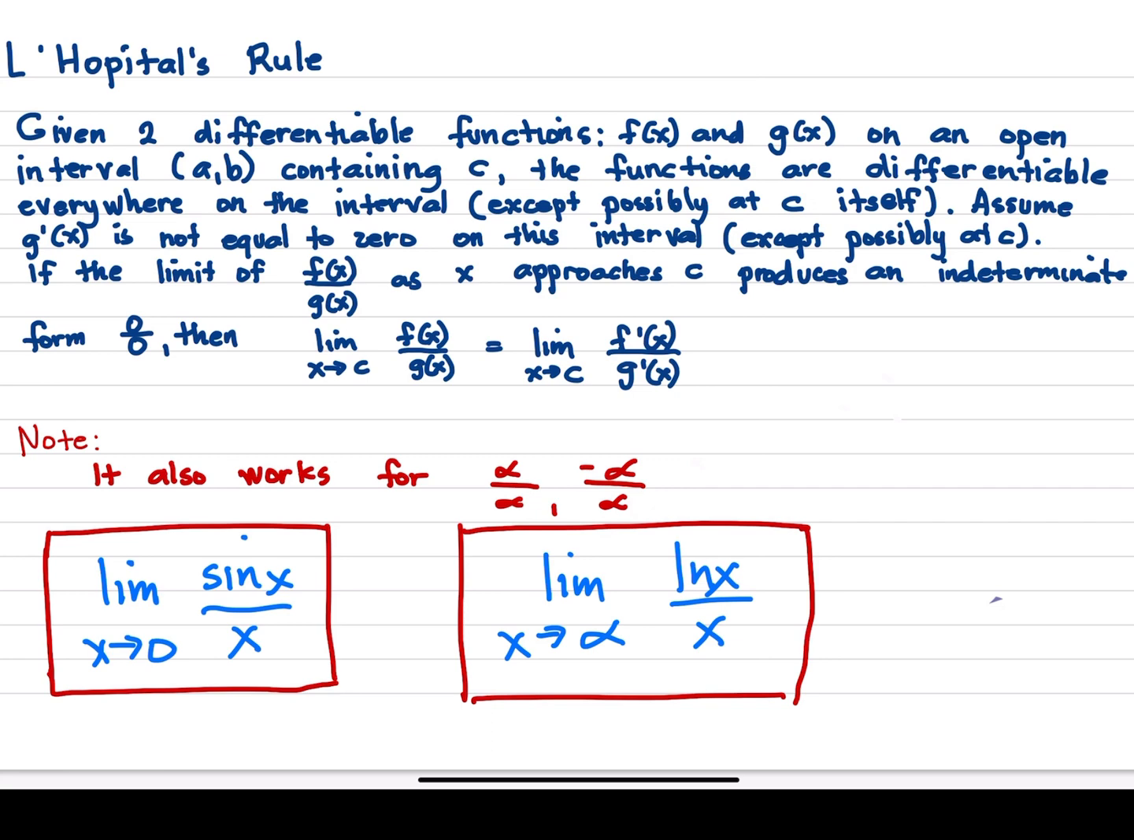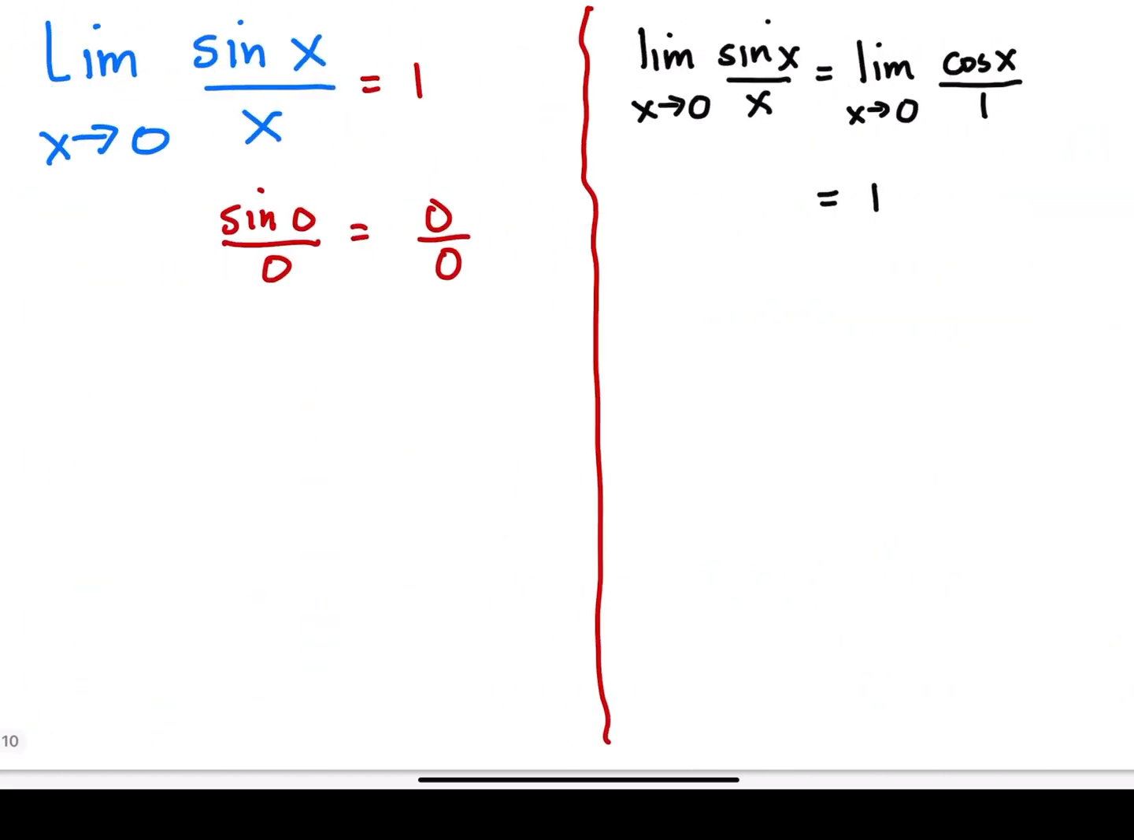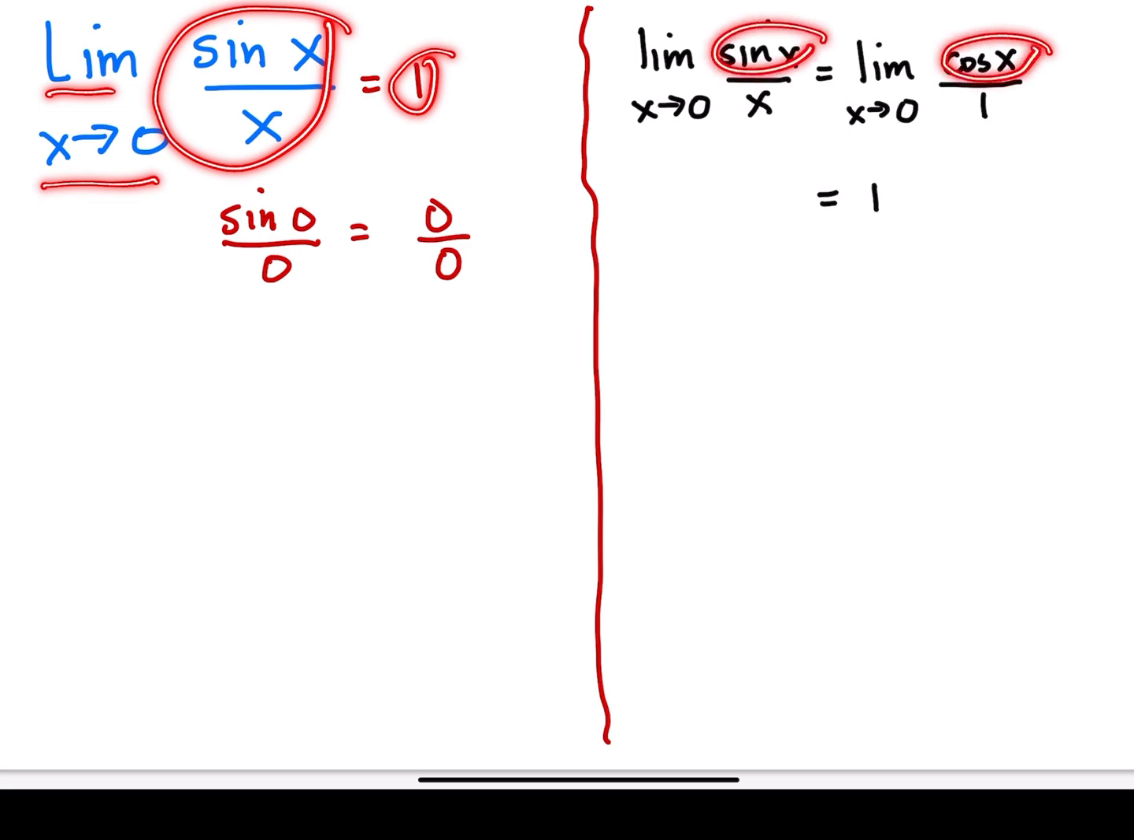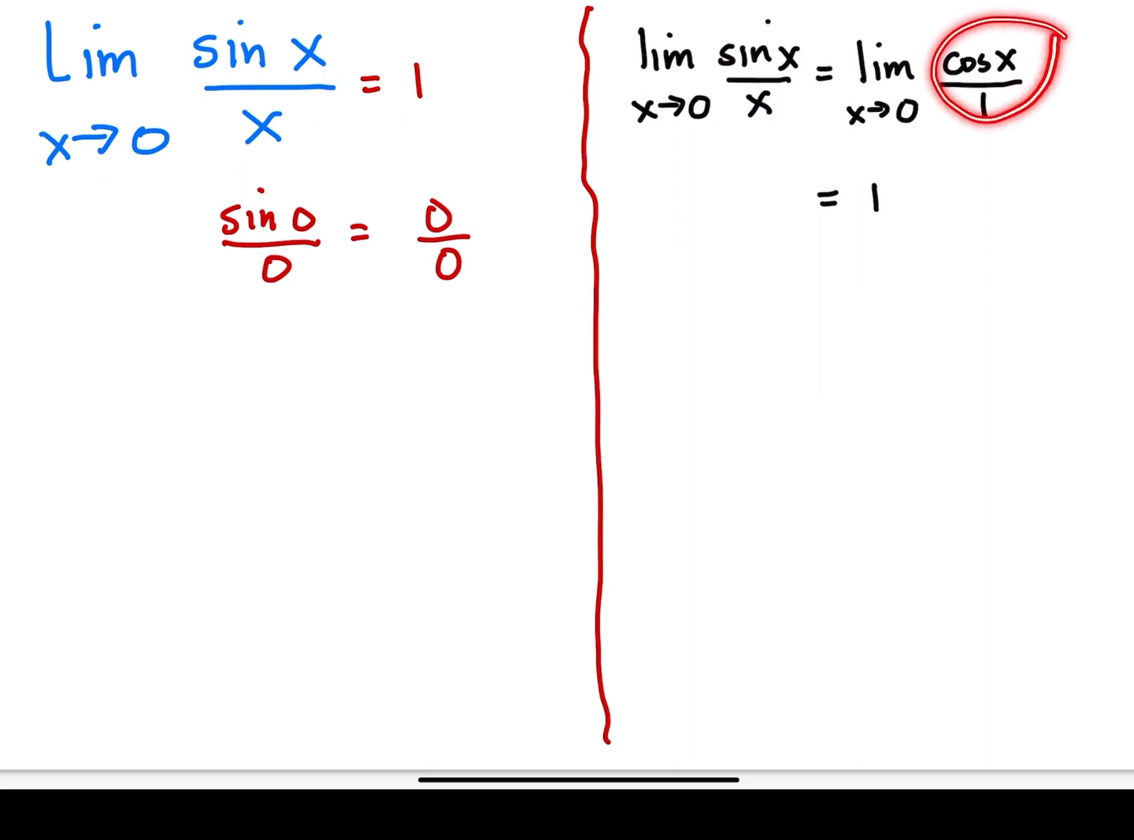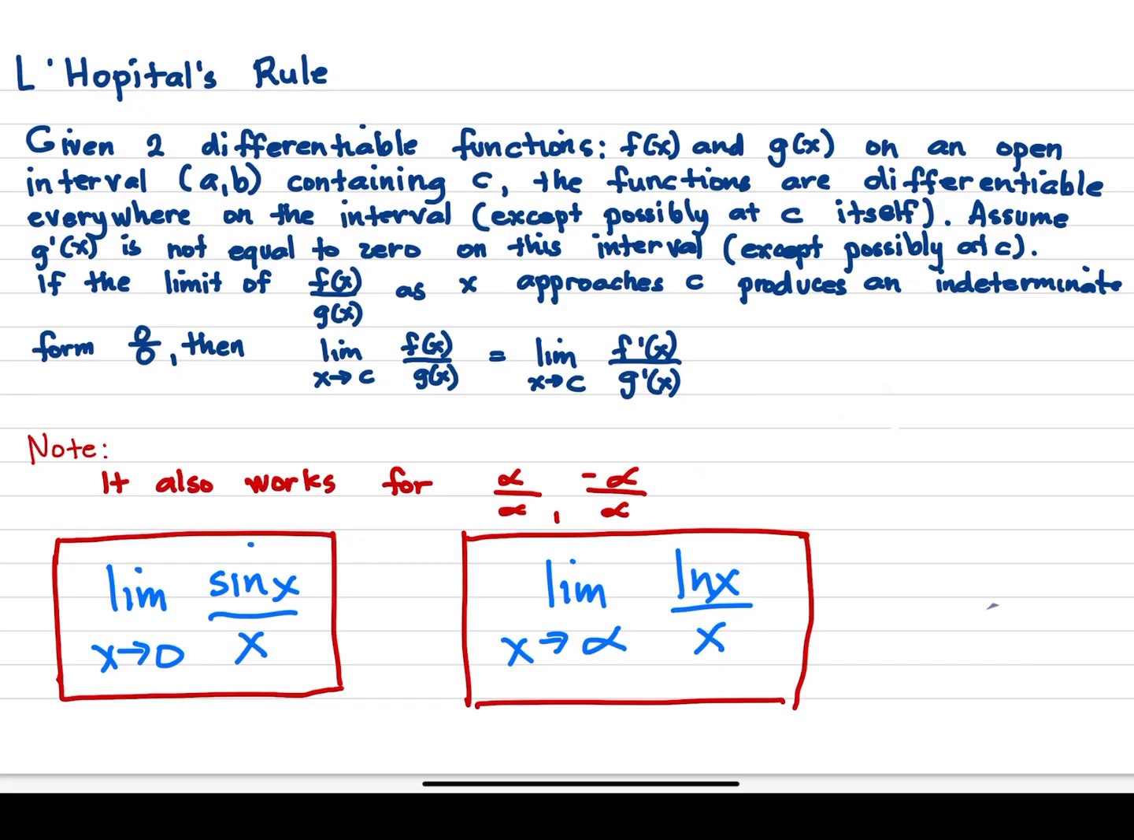So let's go back. It works for the limit of sine x over x as x approaches 0. We have shown that a while ago. The limit of sine x over x as x approaches 0 is equal to 1 after differentiating the numerator and the denominator and then evaluating the resulting expression. Take note that it also works for infinity over infinity and negative infinity over infinity.